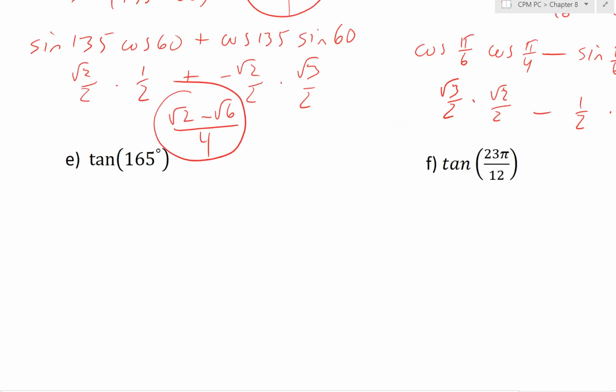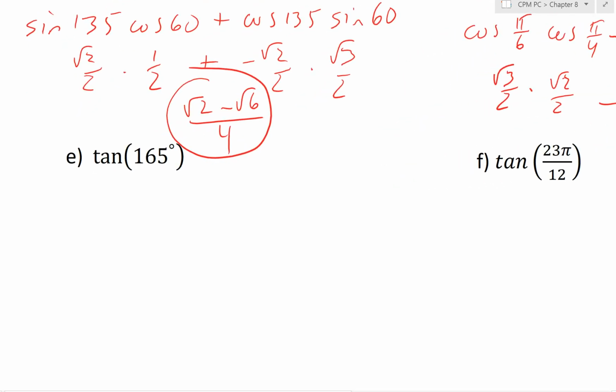Okay, now for tangent, for part E, I'll do this one with you. For tangent, if you look in some textbooks, and maybe even in this one, I'm not sure, they have a sum and difference formula for tangent, but that's just one more thing to memorize, and it's easier just to remember what you already know, which is tangent is just sine over cosine. And how would we break down 165?